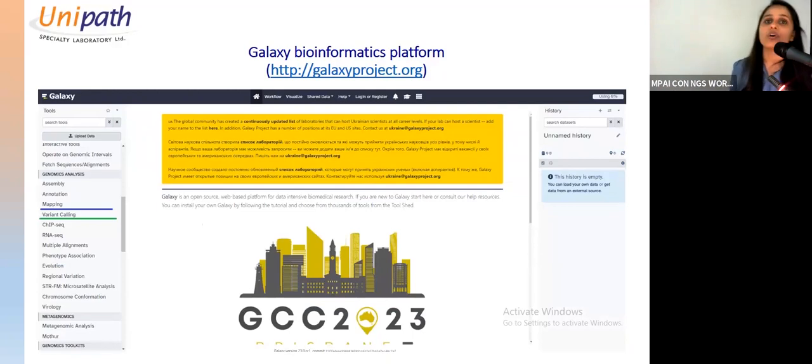And then the variant caller. You can use your list of callers there, select one and do the analysis. So you will get the VCF file from there. After the VCF, you can also interpret it using annotation tools. You can use annotation.